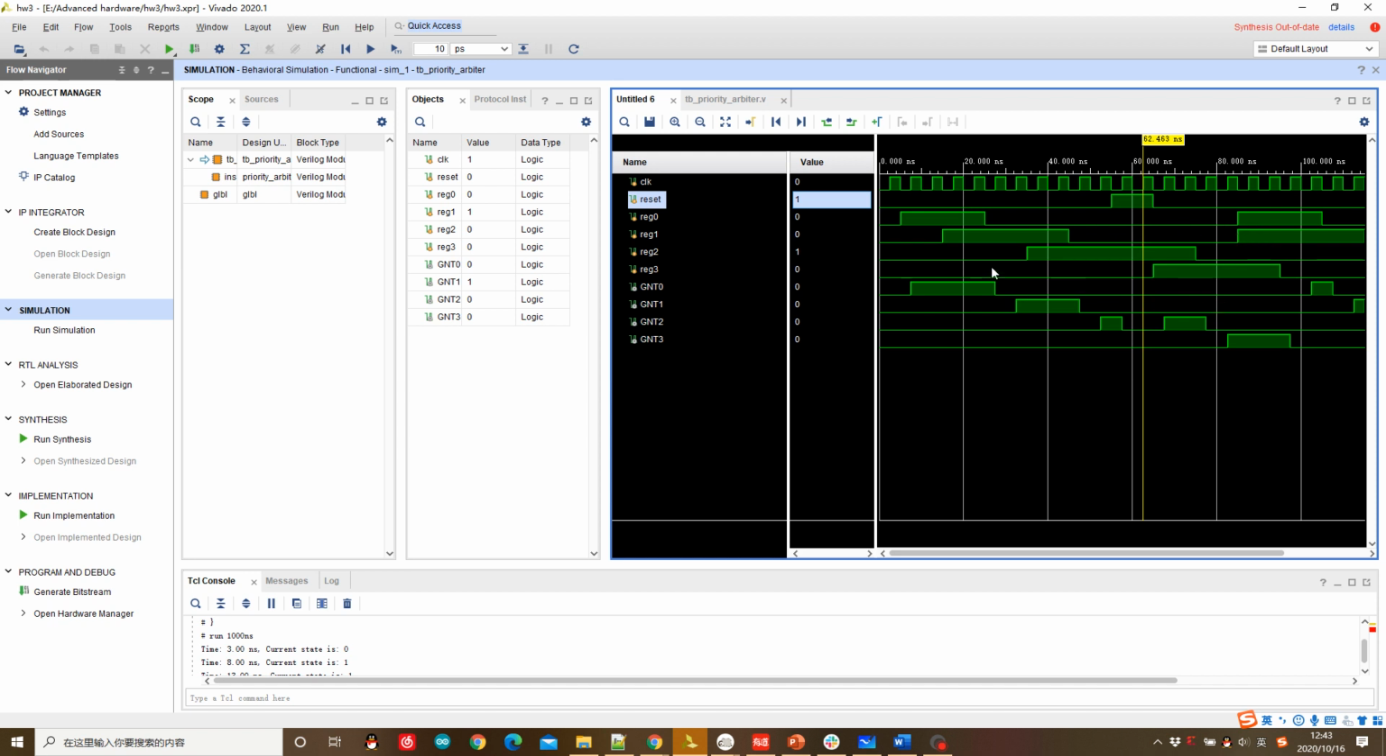For the requirement of the problem, the priority of req 0 is larger than req 1, req 1 is larger than req 2, and req 2 is larger than req 3. So at this point, when req 1 and req 0 are both 1, the machine should raise GNT 0 instead of GNT 1, and we can see it really does. At this point, req 0 becomes 0, and req 1 rises again.